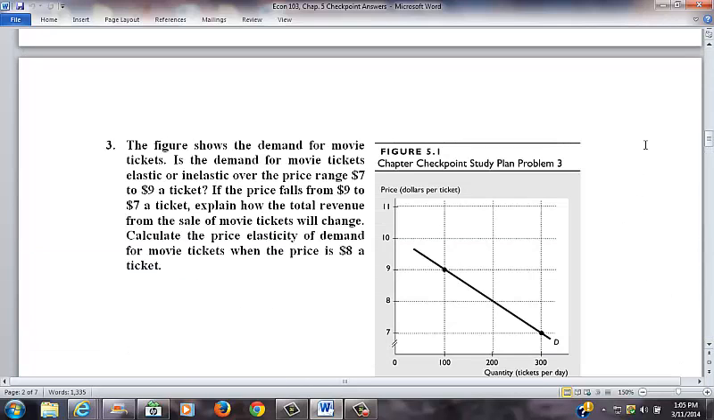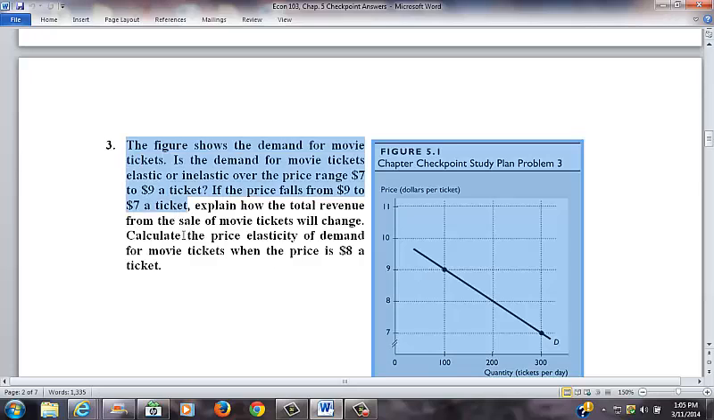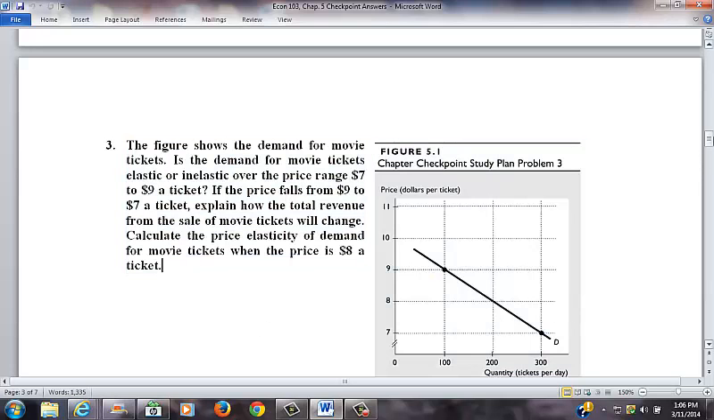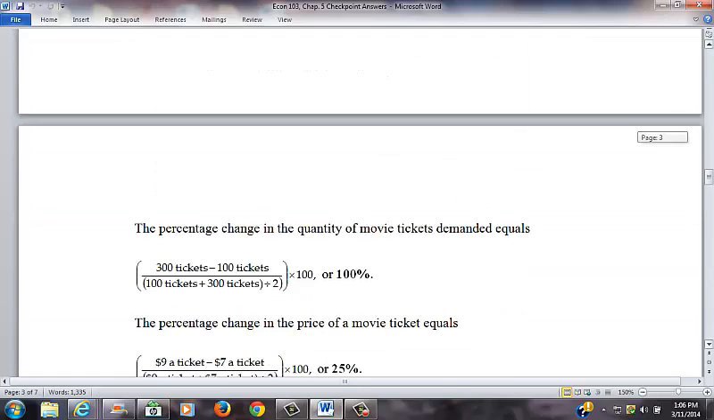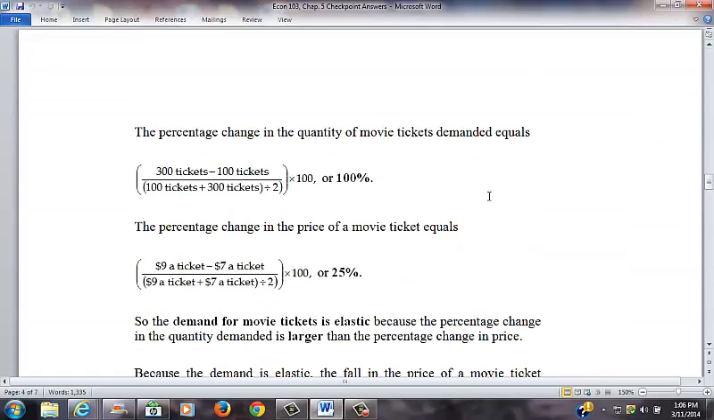Question 3. The figure shows the demand for movie tickets. Is the demand for movie tickets elastic or inelastic over the price range $7 to $9 a ticket? If the price falls from $9 to $7 a ticket, explain how the total revenue from the sale of movie tickets will change. Calculate the price elasticity of demand for movie tickets when the price is $8 a ticket. Alright, so you use the information in the graph, and you're going to use the midpoint method as well to make these calculations.